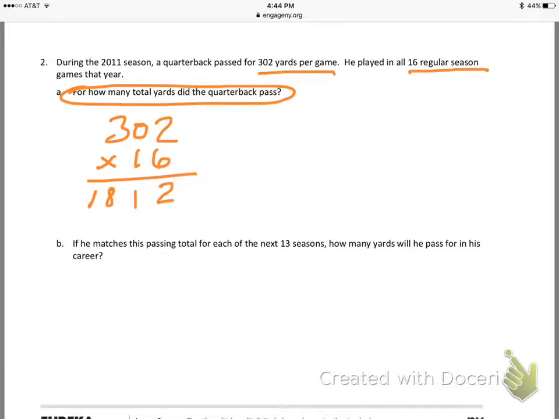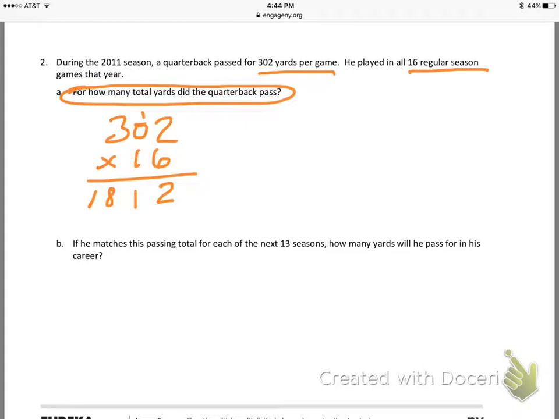To get this answer, I multiply the 6 first by the 2, and I got 12. 2 in the ones place, and I would have carried the 1. Then I multiplied the 6 times the 0 and got 0. And I add that 1 that I carried, and I put that right here. And then 6 times 3, of course, is 18. So that is the partial product for the first 6 times 302.